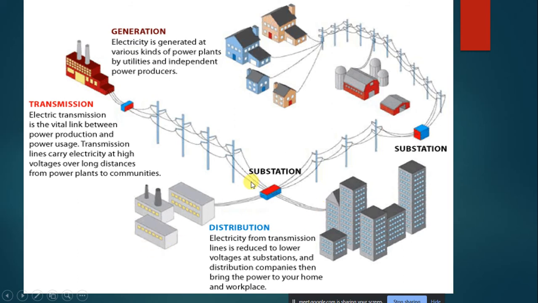I said you have a substation as an interlink. What is the major reason? The substation will step down. Here it is stepped up, and it is stepped down here, right? Distribution, I have already discussed, is where electricity from transmission lines is reduced to lower voltages. So wherever the substation is, it will reduce the voltage, it will lower the voltage, right?